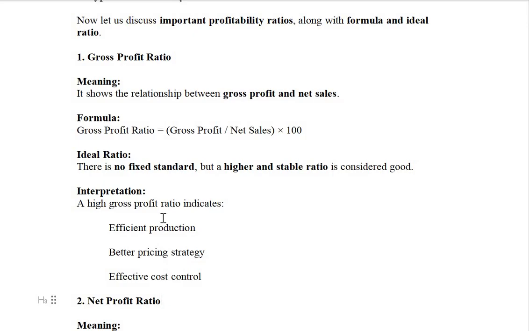Whenever the gross profit ratio is a high percentage, it indicates that production is efficient, the pricing strategy used in the business is good, and the business is effective in controlling the cost. Suppose, in reverse, if it shows a low percentage gross profit ratio, it shows inefficient production, inefficient cost reduction, and also a poor pricing strategy.